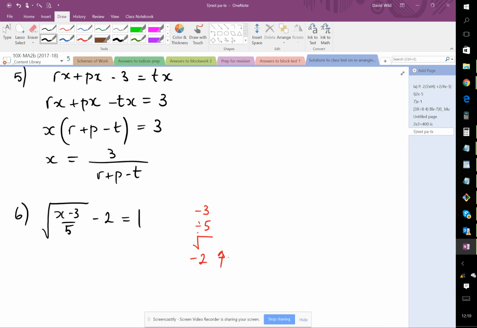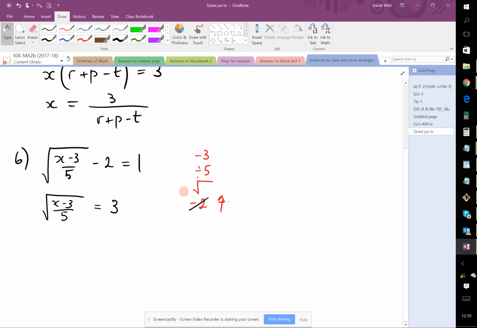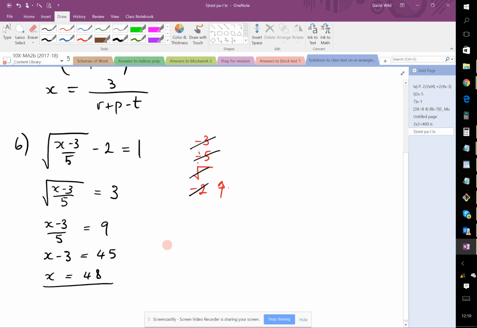So let's add 2 to both sides. That's that done. Now we square both sides. Three squared is 9. Now we times 5 on both sides. And now we add 3 to both sides. Okay, important to get the right order.